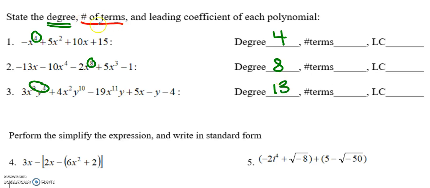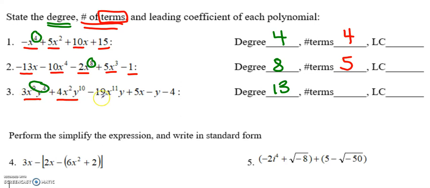The next thing then is the number of terms. If you remember, a term is separated by addition or subtraction with the polynomial. So it looks like I have 1, 2, 3, 4 terms here. I have 1, 2, 3, 4, 5 terms here. And I have 1, 2, 3, 4, 5, 6 terms there.